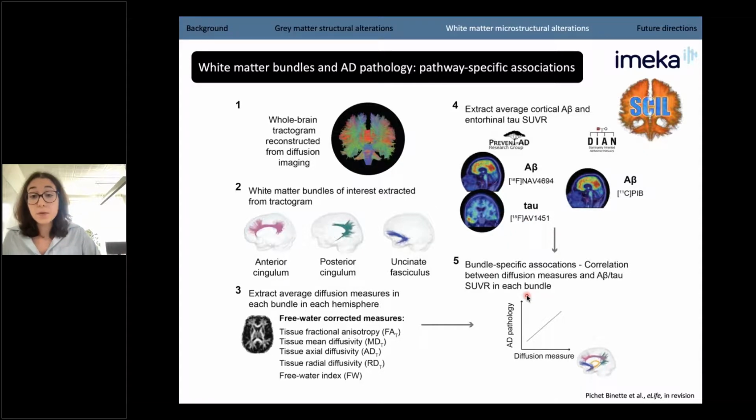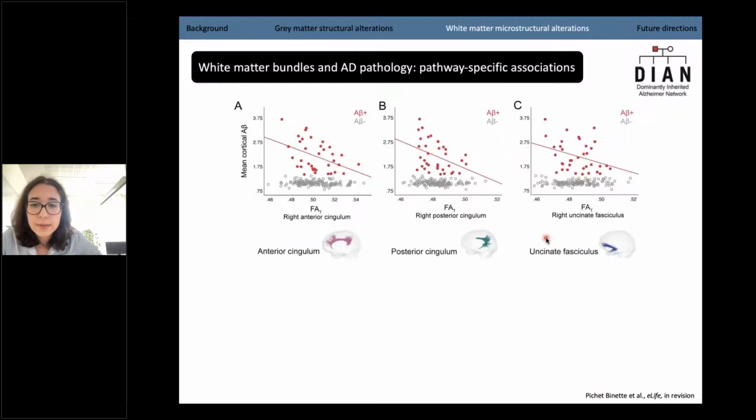Then the idea was to look at the association between our microstructural measures and the amount of pathology in the brain. And we focused specifically on those participants who were amyloid or tau positive, given that those are the ones at greater risk of progressing. So first, let's look at the results in DIAN.